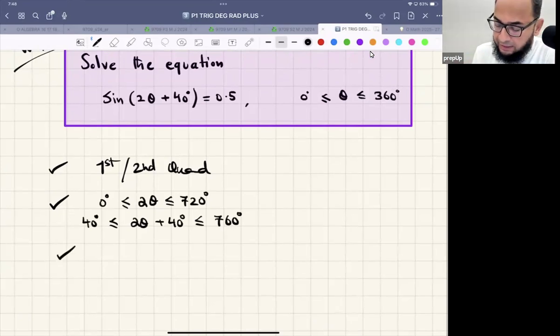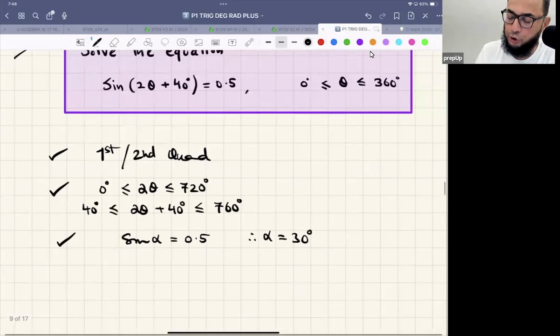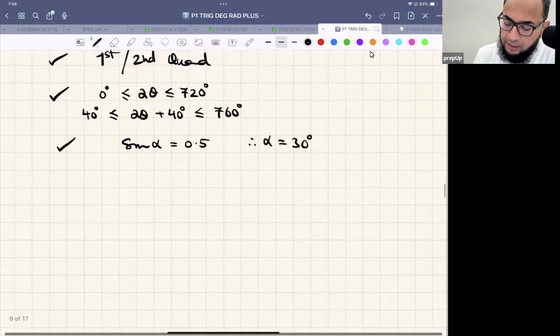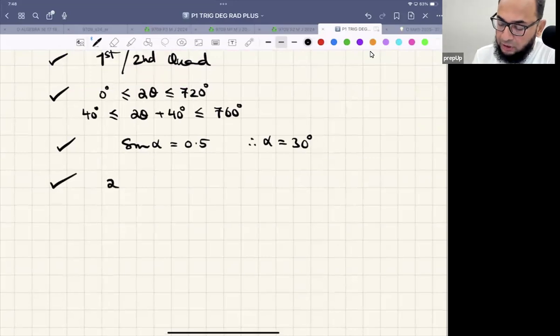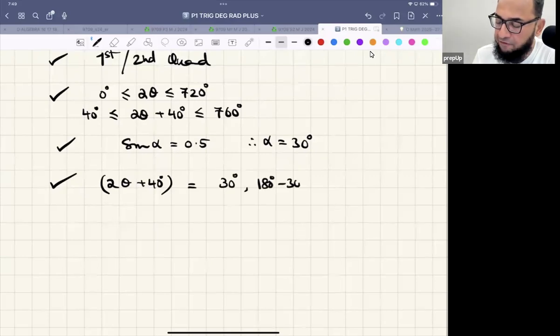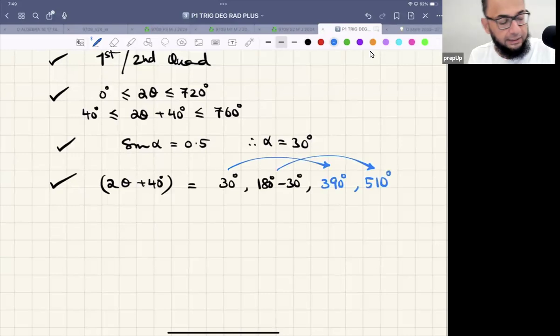The third thing, that is the basic angle, sine alpha is 0.5, therefore alpha is 30 degrees. So far so good. Working towards the final answer, we will write 2 theta plus 40 degrees is equal to, first quadrant theta is alpha, second quadrant theta is 180 minus alpha, and then we add 360 more. So therefore this comes out to be 390 degrees, this comes out to be 510 degrees.